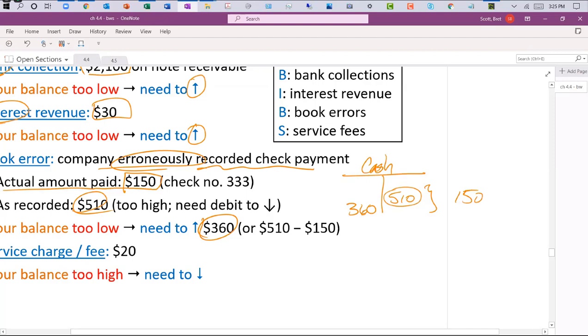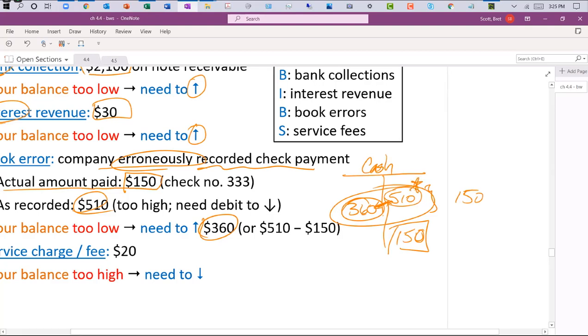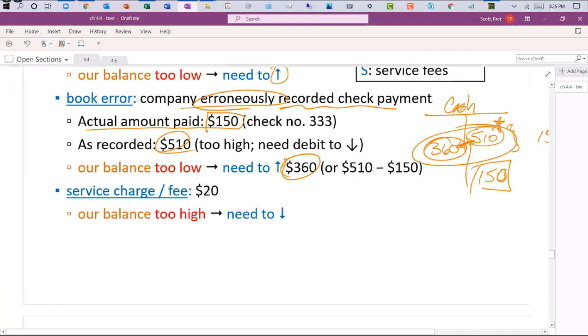It seems a little weird, right? But when you look at the net of these, a debit of 360 to offset a credit of 510, what's the net effect of those two entries? It's 150. That's the correct amount that should have been credited. So the 360 that we're recording here is not representing cash received. It's just representing the amount of this 510 credit that was an error. Given that's the case, we would do a debit of 360, which looks like an increase to our cash account.